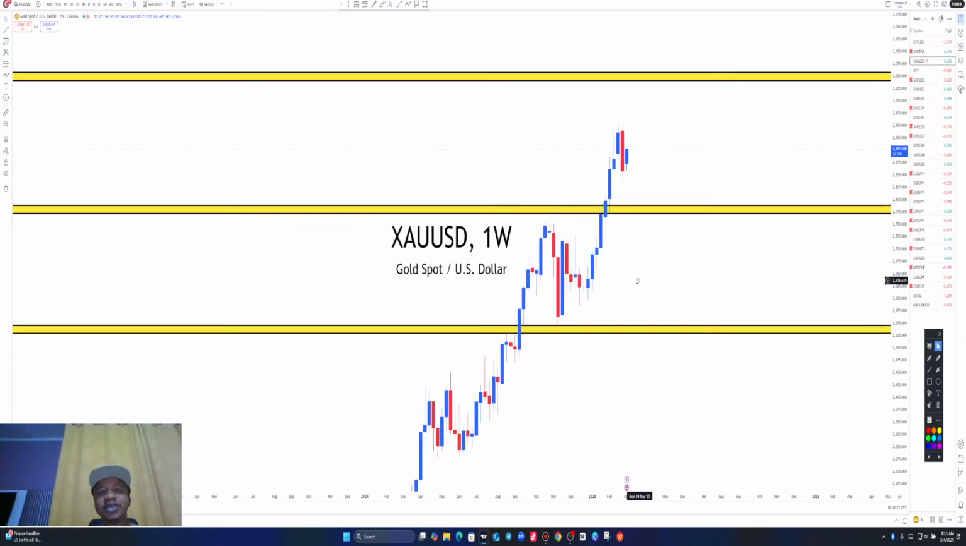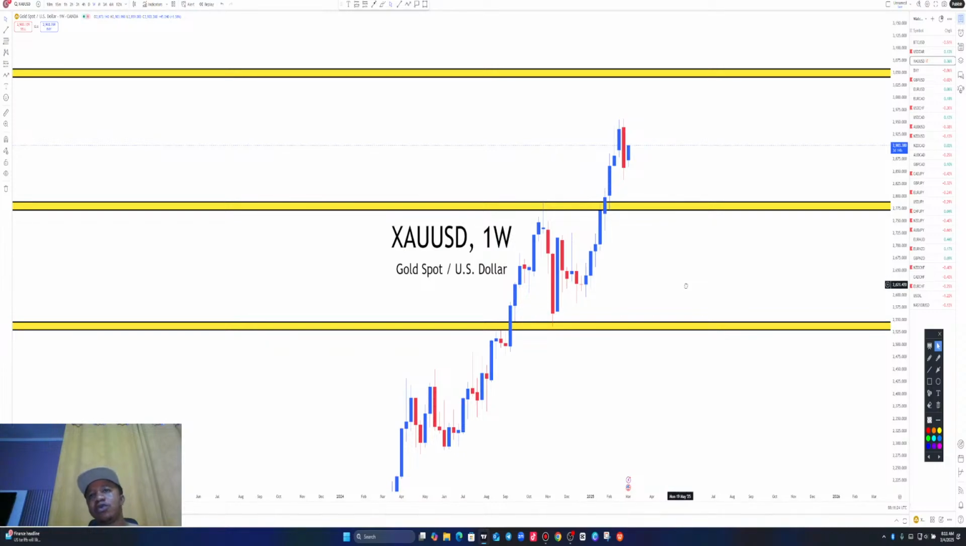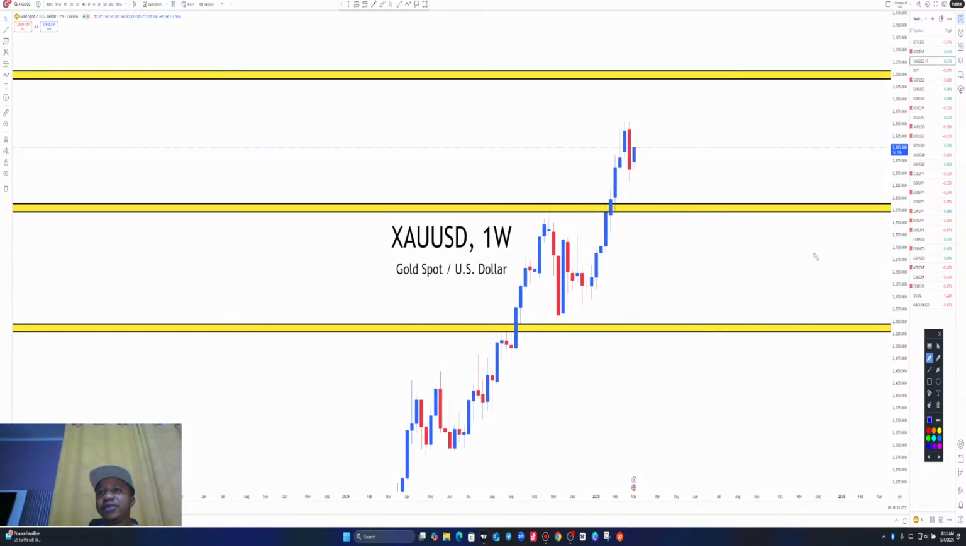All right, so this is the weekly time frame on gold. Now, gold on the weekly time frame, we have the weekly upper zone, mid-range zone, and then the lower zone as well. What has happened on the weekly time frame? Let's take our time and understand the weekly structure very well.